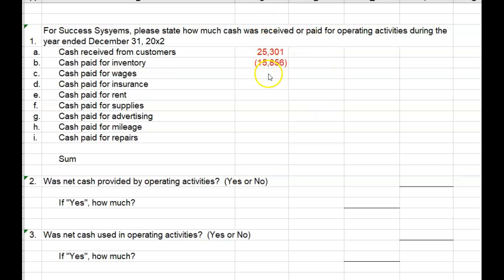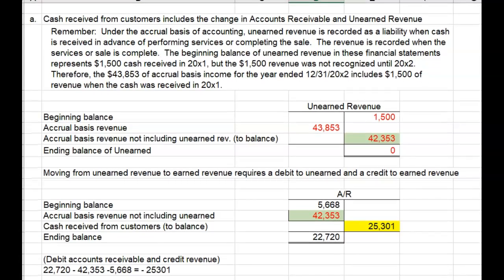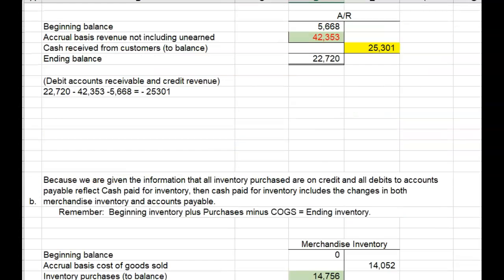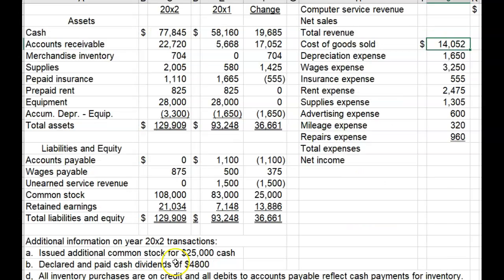These were rather complex calculations, and the reason is that we needed two T accounts to calculate the cash received from customers, and we needed two T accounts to calculate cash paid for merchandise inventory. Two T accounts were necessary because there were two accounts on the balance sheet that affected those numbers on the income statement.